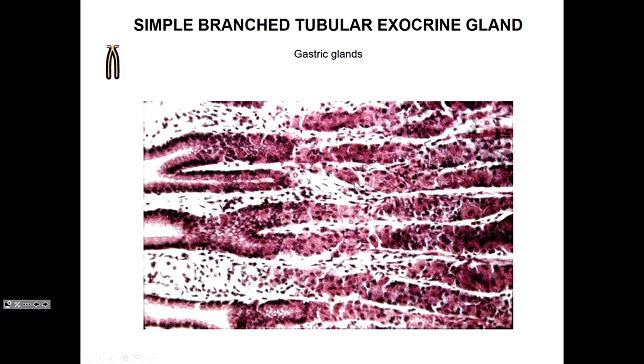Merocrine sweat gland. Okay, gastric glands. Here we have, again, it's simple because the duct portion is not branched, but now the tubular portion is branched. So this is simple, branched tubular. Okay? Simple, branched tubular gland. And again, it's merocrine secretion because most things are. Questions?